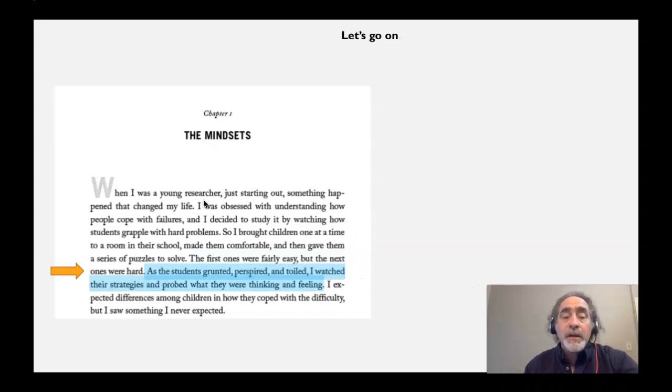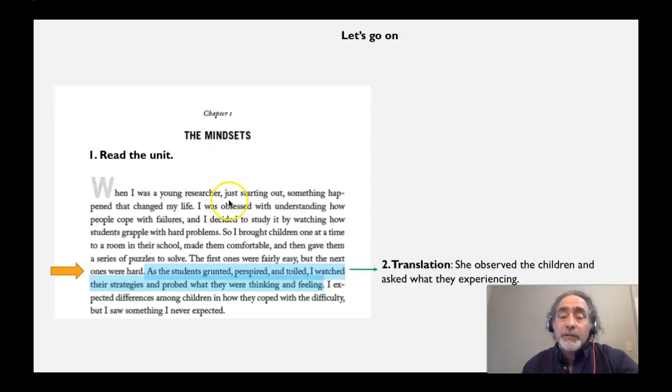As the students grunted, perspired, and toiled, I watched their strategies and probed what they were thinking and feeling. It's actually a pretty complicated sentence. She observed the children and asked what they were experiencing, I wrote. As the students grunted, perspired, and toiled, I watched. She observed, I put the word observed, the children and asked what they were experiencing. What they were experiencing, that was my words for thinking and feeling. She asked what they were experiencing and observed the children. They observed the strategies and probed what they were thinking and experiencing.